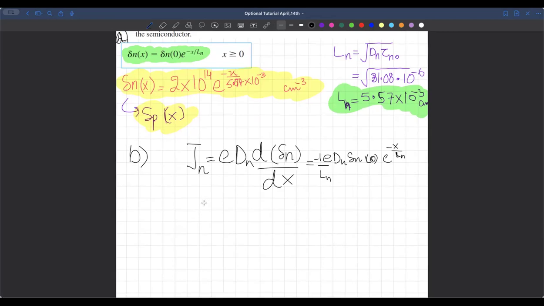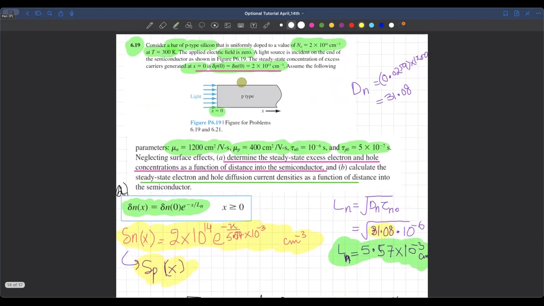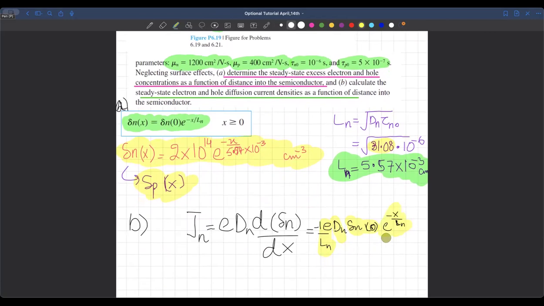So is there anything? We took the derivative, right? There's nothing wrong there. Fantastic. So now you just have to plug in the values. You have the value for e, you have the value for Ln, dn. You already got dn, right? This one, you got it at the top. This is already given. This is the excess carrier concentration at x equal to 0, okay? That is given, I believe. Yeah, it's just given here. Okay. So you just plug in the value. And minus x over Ln, so plug in the value for Ln, and you're going to keep x as it is because it will give you the steady state electron and hole diffusion current density as a function of distance, okay? So this is going to be the same thing.